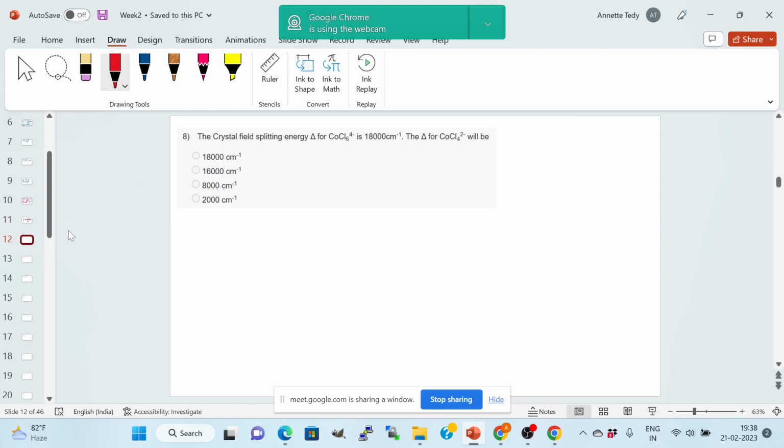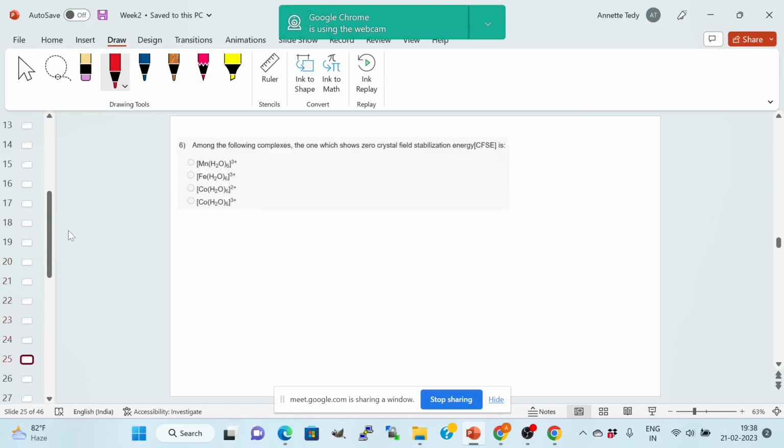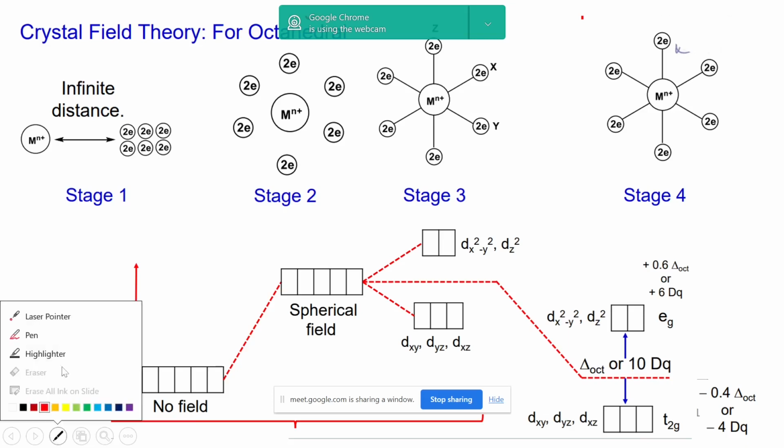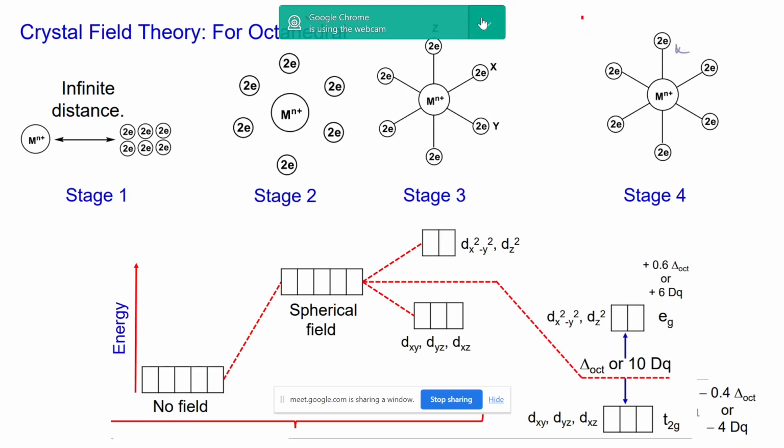So before moving on to the crystal field questions, I'll give a brief overview of crystal field splitting below. Initially I am looking only at octahedral compounds, or the octahedral ligand field. First the metal and the ligands are at an infinite distance, where they can't see each other, there is no interaction. That is stage 1.